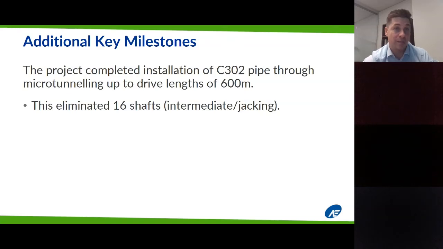And some additional key milestones, though, is because they're also able to thicken the wall of the C302 pipe, they're able to drive microtunnel lengths up to 600 meters. Because they're able to adjust these wall thicknesses and increase the axle loads, this actually eliminated 16 shafts, intermediate and jacking shafts. So it actually was fairly economical here to do that. And it worked out great.